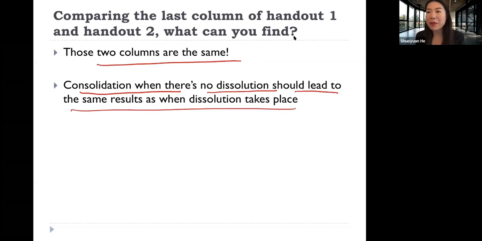So we have talked about the two situations: when dissolution takes place and when there's no dissolution. Then we are going to look at 3 specific costs associated with business combination.